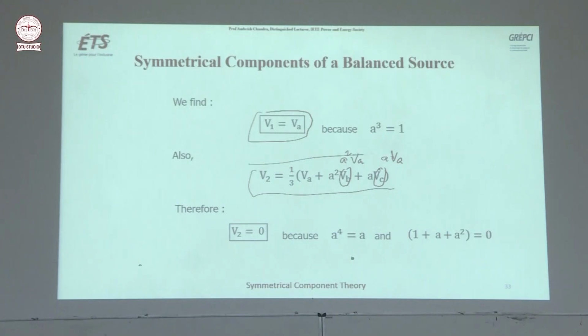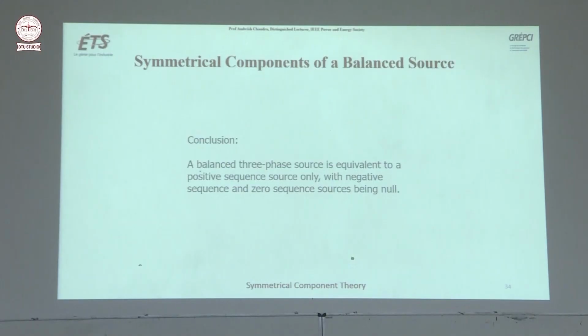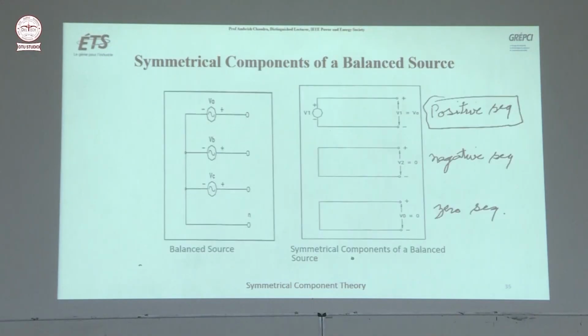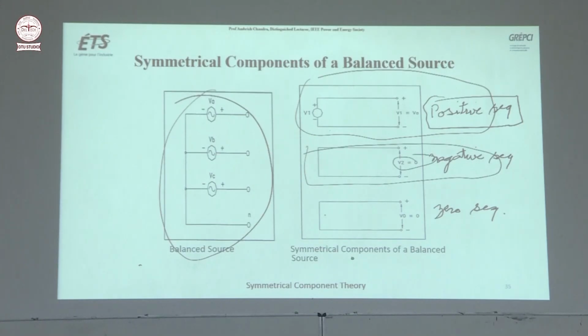Similarly for V2, you can verify that the negative sequence component is 0 if you have a three-phase balanced system. So a balanced three-phase source is equivalent to a positive sequence source only, with negative sequence and zero sequence sources being 0. So how do you represent a three-phase balanced source? This is the positive sequence, this is the negative sequence which is 0, and this is the zero sequence which is 0.